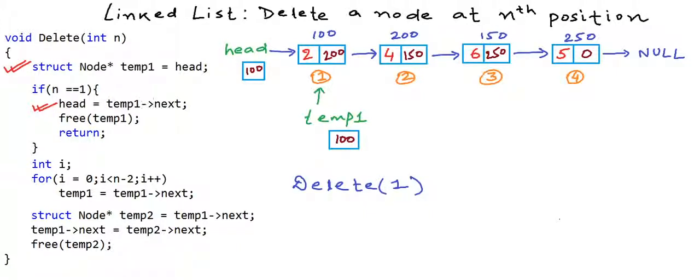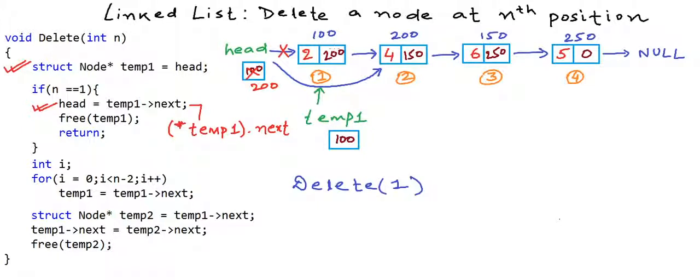Actually this is temp arrow next, but while reading we read this as temp1 dot next. This is nothing but syntactical sugar for this statement, asterisk temp1 dot next. So we are dereferencing this pointer variable to go to this node and then accessing the next field of this node. Now we are saying head is equal to temp1 dot next. So head is now 200. So we are building this link and breaking this link.